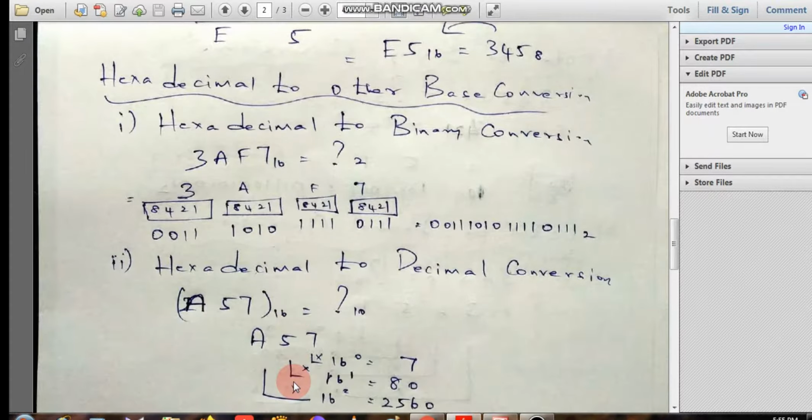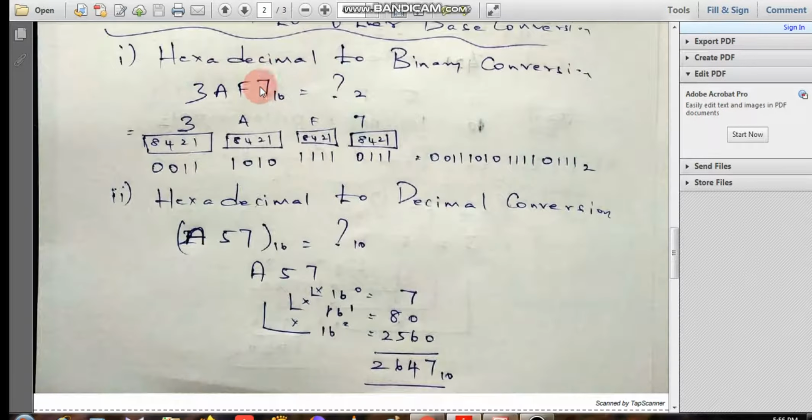Next, I am going to tell you how to convert hexadecimal into other forms of number system. The given number is 3AF7 to the base 16. I am going to convert this hexadecimal representation into binary representation. I already told you, if the given number is octal you are supposed to apply the 4-2-1 rule, whereas if the given number is hexadecimal, you are going to apply the 8-4-2-1 rule.